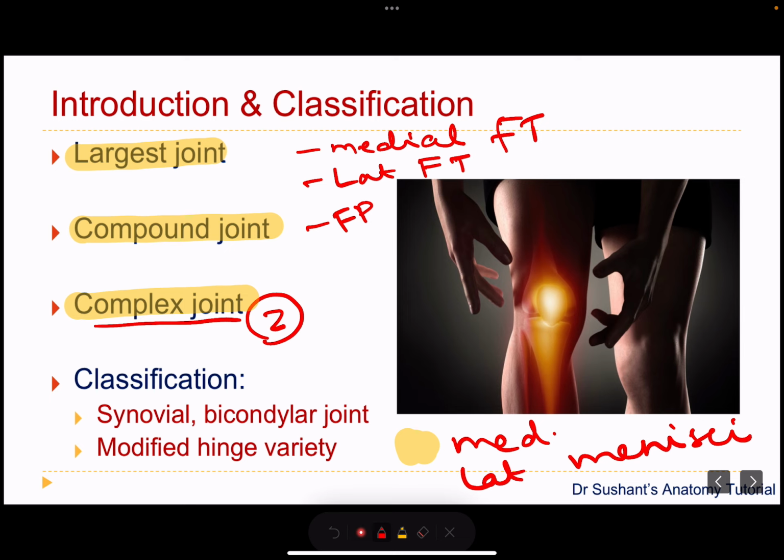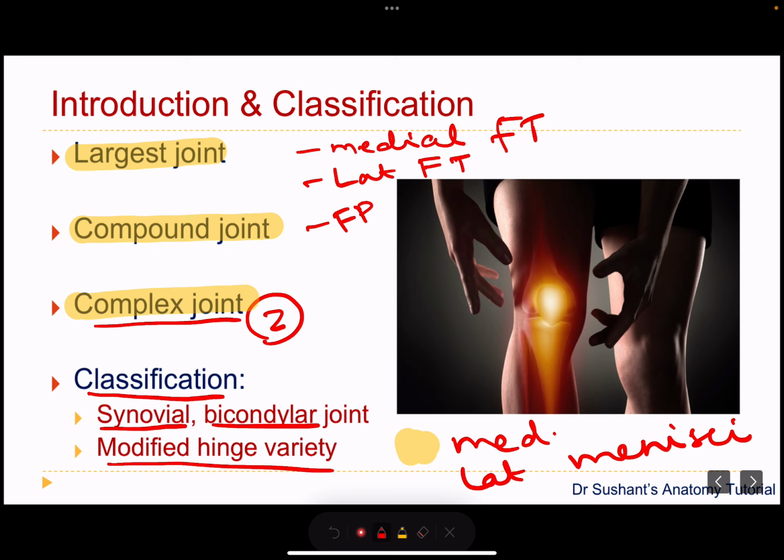Now, when we look at the classification of the knee joint, it is a synovial joint, obviously, and it is bicondylar because we have the two condyles of the femur and the two condyles of the tibia articulating with each other to form the knee joint. And it's a modified hinge variety, because, as I already told you, unlike a typical hinge joint, the transverse axis of flexion and extension is not fixed in the knee joint. During extension, the axis passes forwards and upwards, and is invariably associated with the conjunct medial and lateral rotations along a vertical axis.